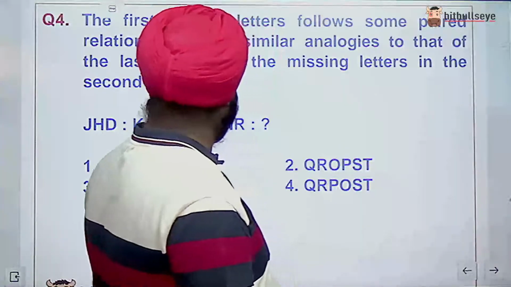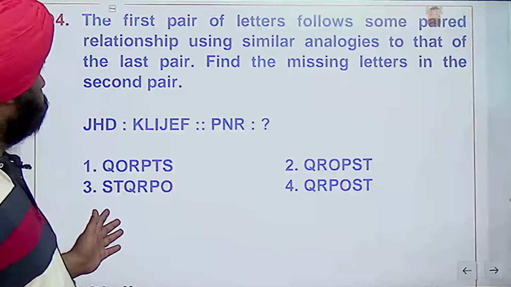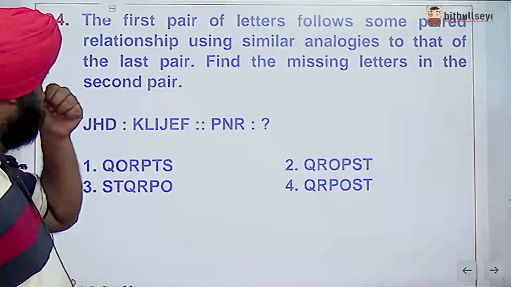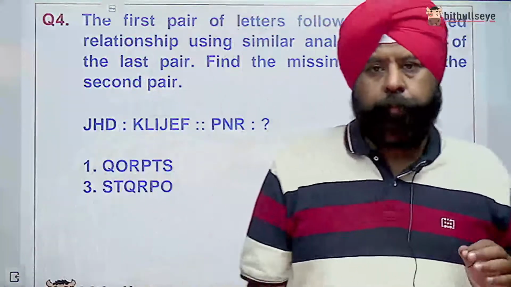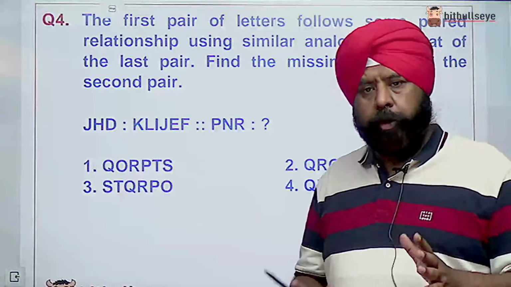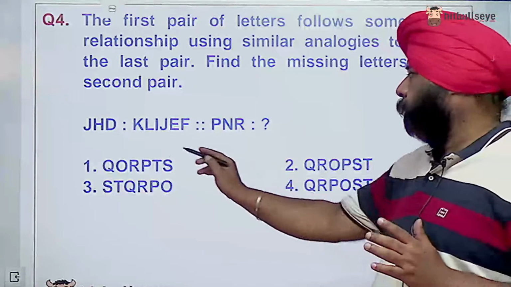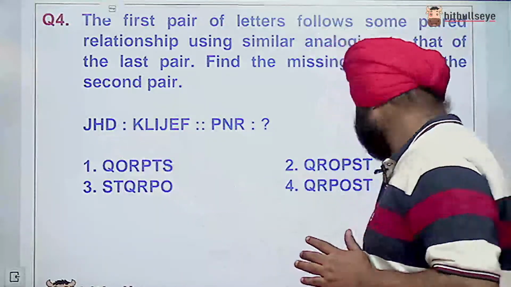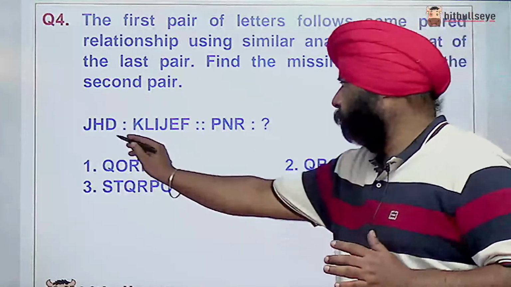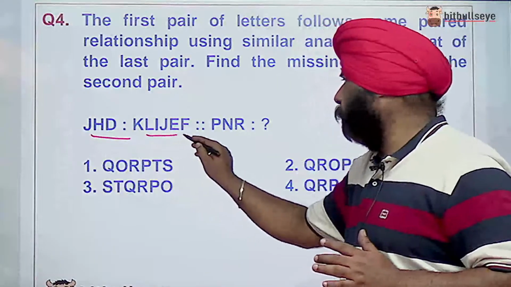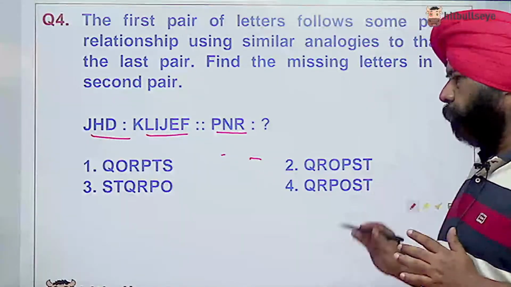Just read the information. The first pair of letters follows some paired relationship using similar analogies to that of the last pair. Find the missing letters in the second pair. Yes guys, giving you a minute. Very simple. If you just see the question and try to solve, you will solve it very easily. Just take a look at all the options. Whatever the relation between JHD and KLIJEF, that has to be between P and R and one of the options given.